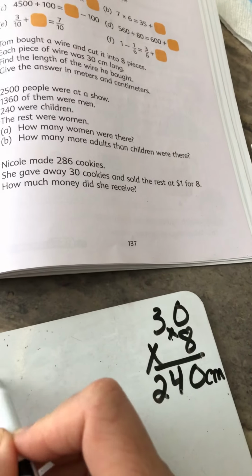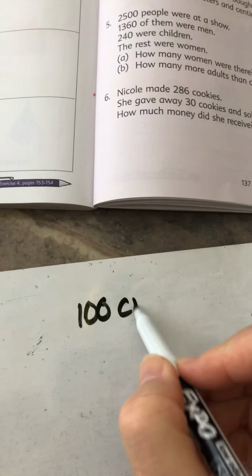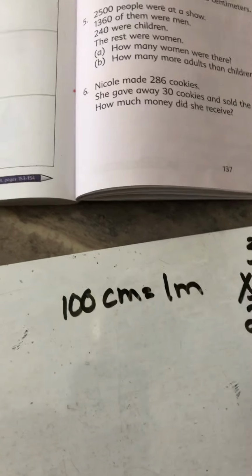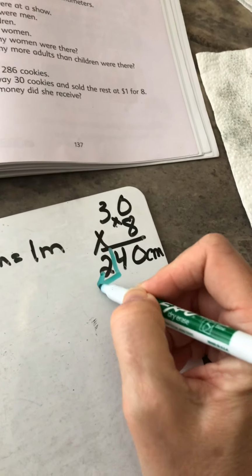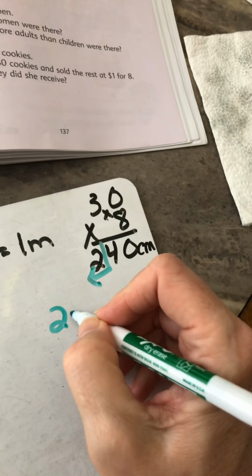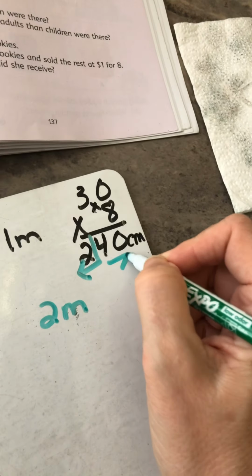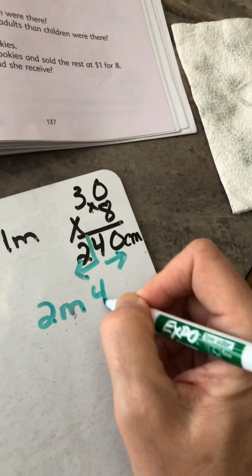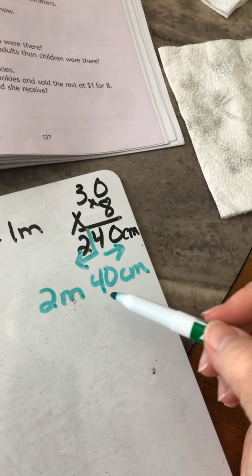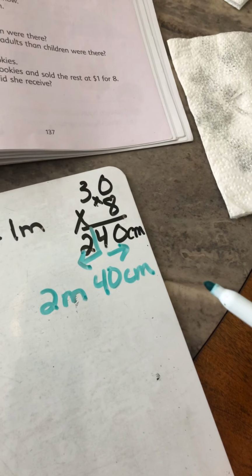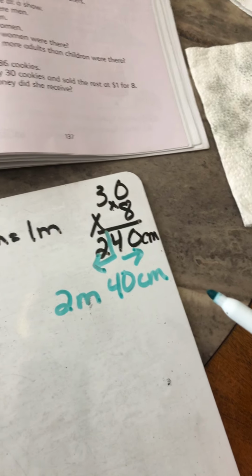Remember that 100 centimeters equals 1 meter. So anything, this is where our green marker could come in handy, anything hundreds and that way are going to be meters. Anything that tens and down will be centimeters. So the piece of wire that Tom bought was 2 meters and 40 centimeters long. Okay, let's try a different one.